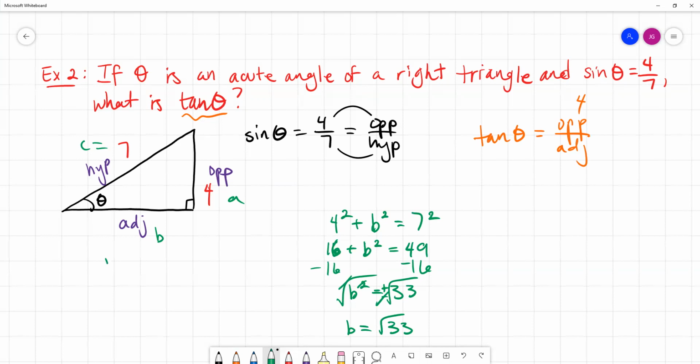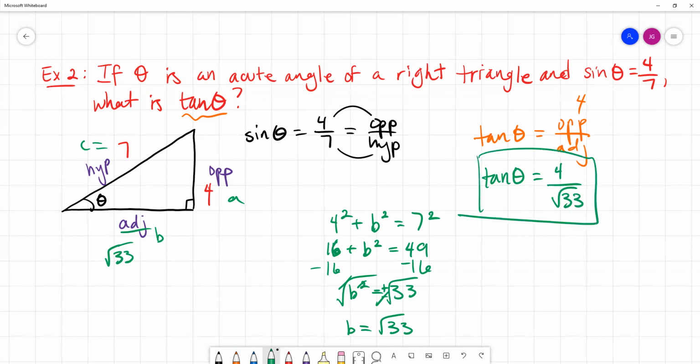So I found my B. It's square root of 33. If I found my B, that means I found my adjacent side, so I can finish the question. I know the tangent of theta now. It's 4 divided by square root of 33. And now we're done. This is a really good, common question you're going to get.